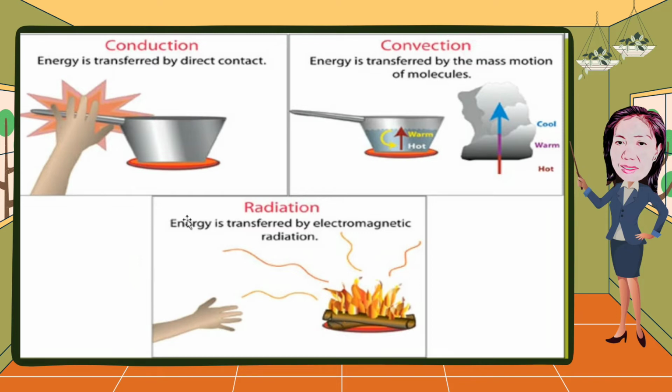Radiation is when energy or heat is transferred by electromagnetic radiation. So let us say, for example, exposed ka lang sa sunlight and there is a transfer of heat by electromagnetic radiation.